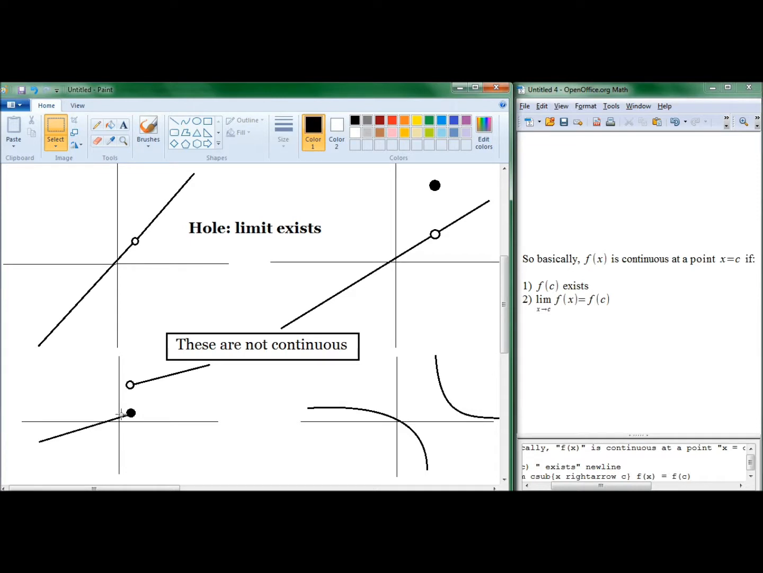Looking at this function, everything's pretty wonderful until we jump. Now jumping usually is a pretty wonderful exercise, but in calculus, it's not wonderful in the sense of continuity. Because even though f of c exists, the limit of f of x as x approaches c does not exist. So this function is not continuous. And in this function, we see a vertical asymptote. In this case, neither f of c nor the limit of f of x as x approaches c exist. So this function is not continuous.